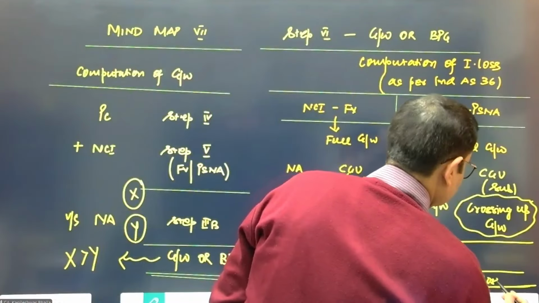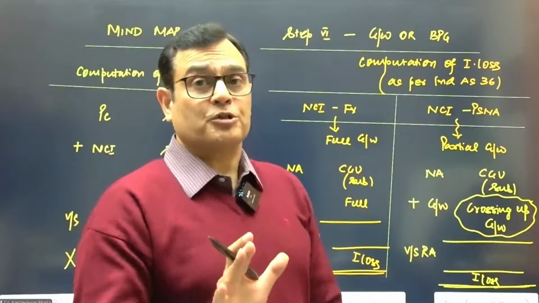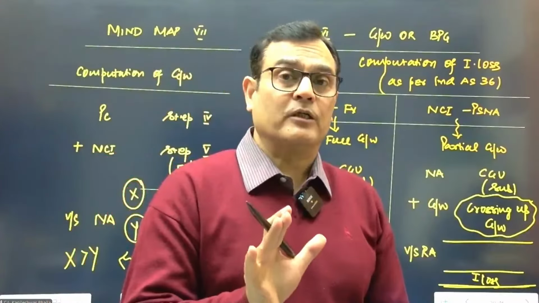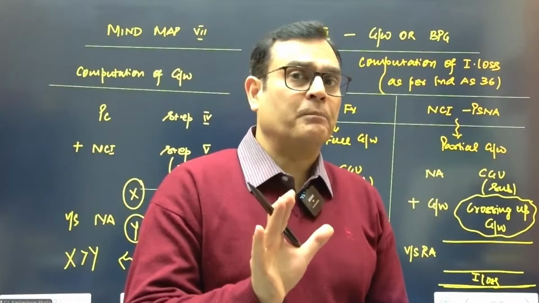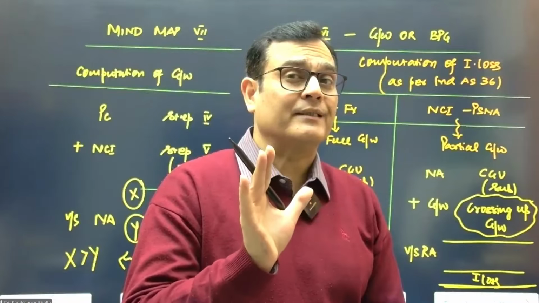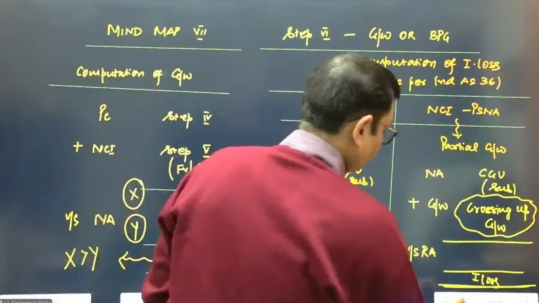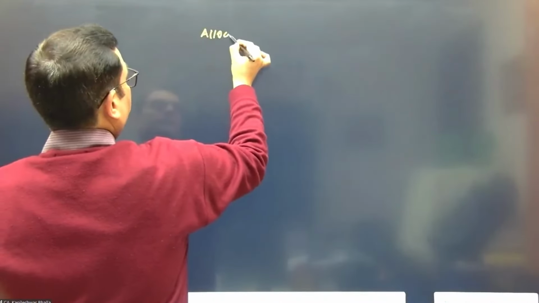I hope you're able to connect up with this. This is not 103, this is Ind AS 36. So the only caution at the stage of impairment loss computation is if it is a partial goodwill, then you need to go in for grossing up of the goodwill at this particular stage. Now let's come to another crucial point. And this is the allocation of impairment loss.